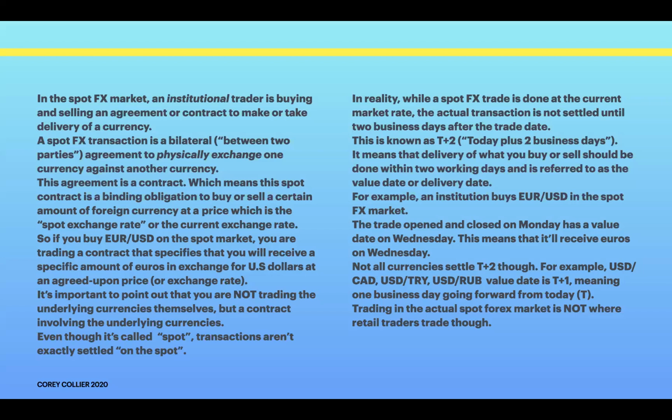Which means this spot contract is a binding obligation to buy or sell a certain amount of a foreign currency at a price, which is the spot exchange rate or the current exchange rate. So if you were to buy Euro USD on the spot market, you are trading a contract that specifies that you will receive a specific amount of euros in exchange for United States dollars at an agreed upon price or exchange rate. It's important to point out that you are not trading the underlying currencies themselves, but a contract involving those currencies, okay? Even though it's called spot, the transactions aren't settled exactly on the spot, all right?